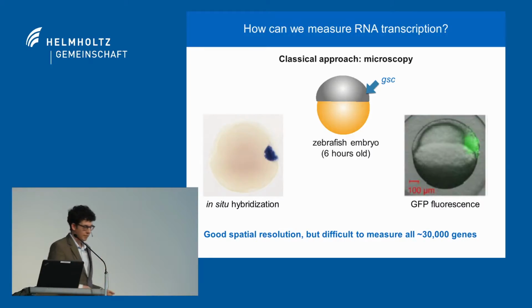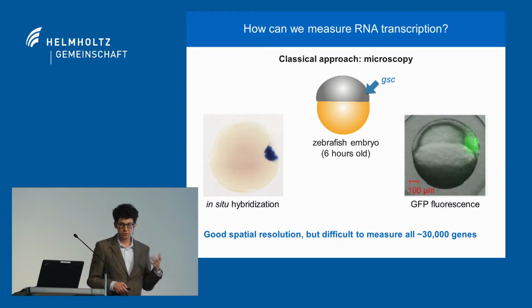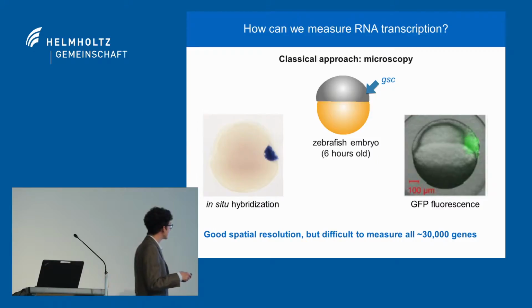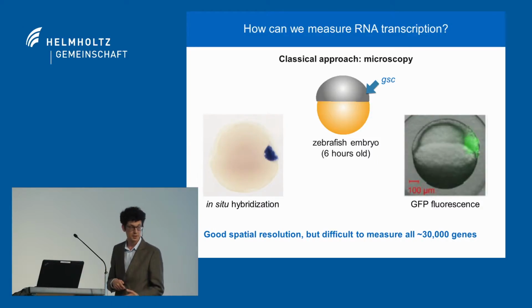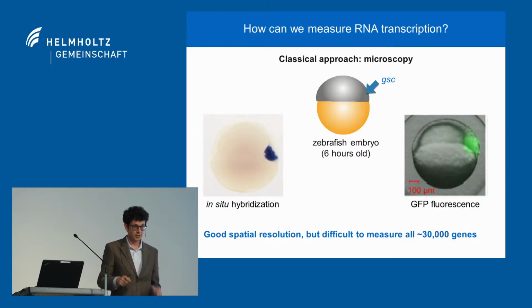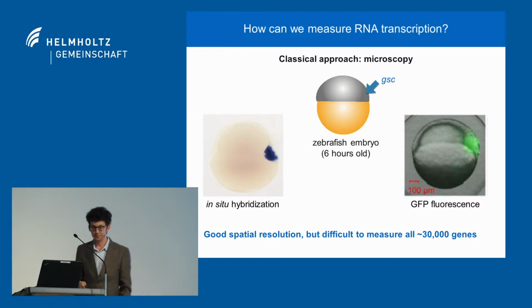So how can we measure gene expression, transcription of RNA? The traditional classical approach is based on microscopy. This here is a cartoon sketch of a zebrafish at about an age of 6 hours. You see the spherical yolk sac that provides nutrients in the middle, and the embryo proper in gray is sitting on top of it, sort of like a cap.